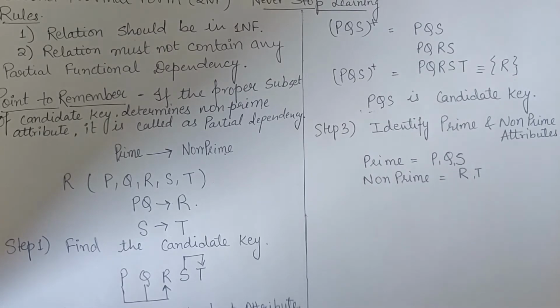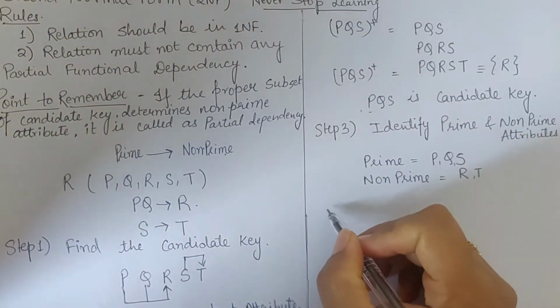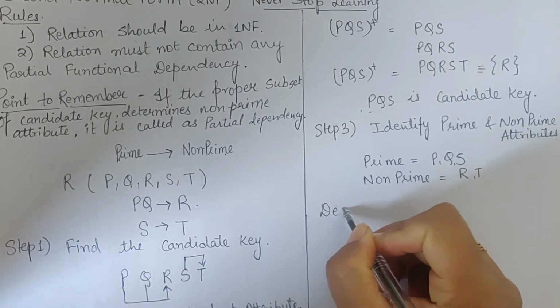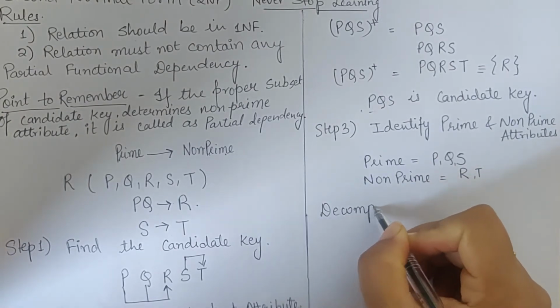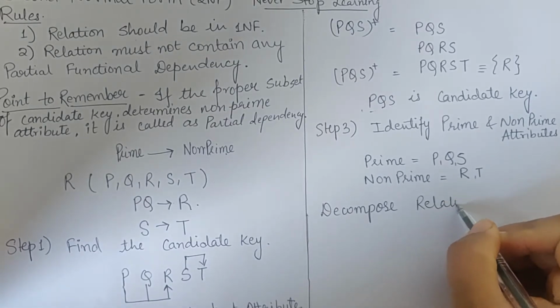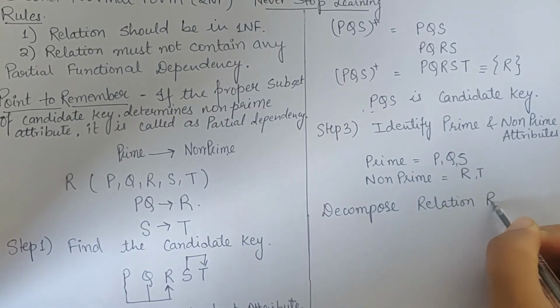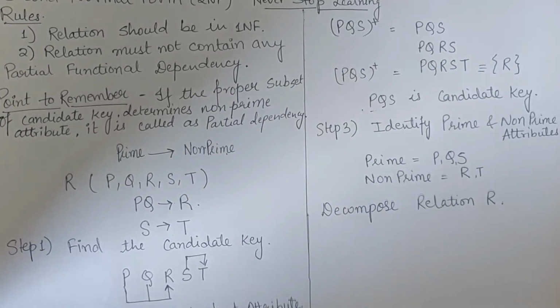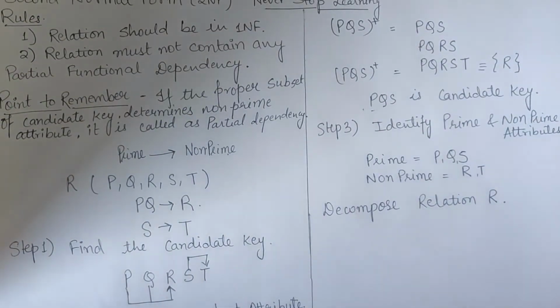So now what we have to do? We have to bring it to second normal form. So what we have to do? We have to decompose relation R. How we will decompose? We have to decompose till the time it is coming to second normal form.